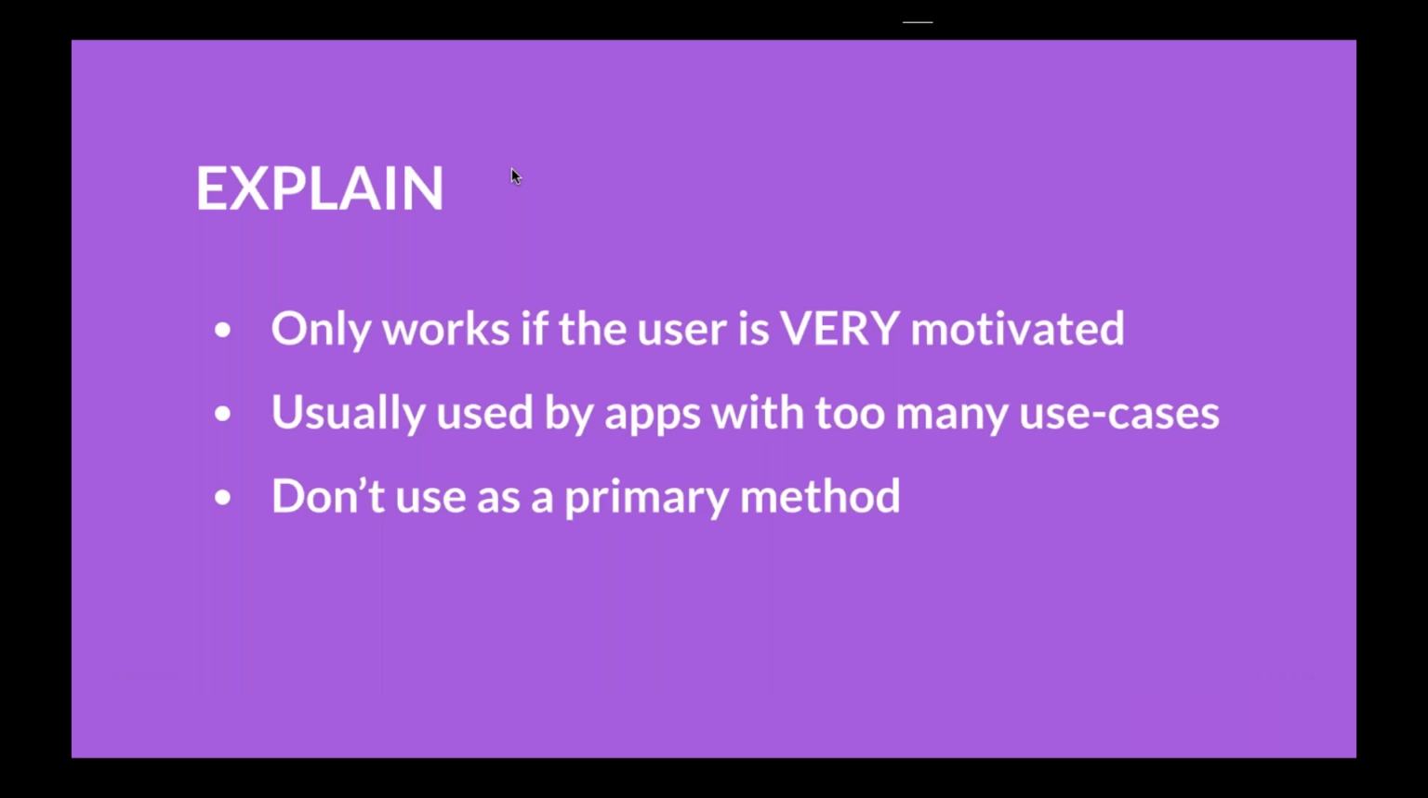So, quick recap: explaining your product to a user during onboarding only works if the user is very motivated. All right, with most apps, if the user isn't very motivated, people are going to give up. This sort of pattern is used by products with too many use cases, products that are really, really powerful. And if you don't have one of those products, don't use this as a primary method. Explaining things to users is great. It's a great supplement to a good onboarding experience, but not a primary method.